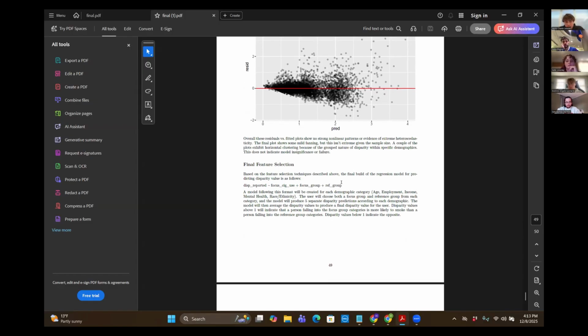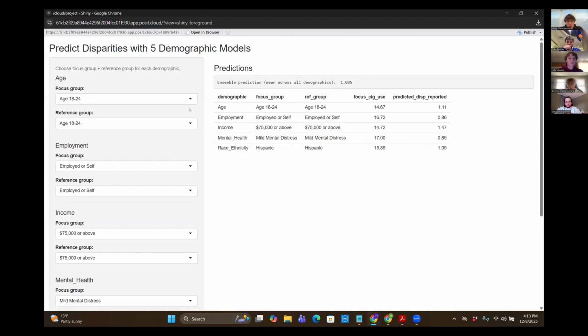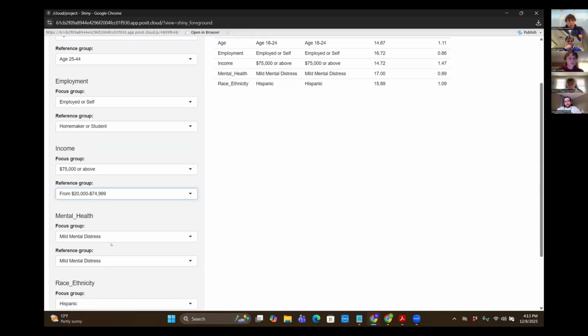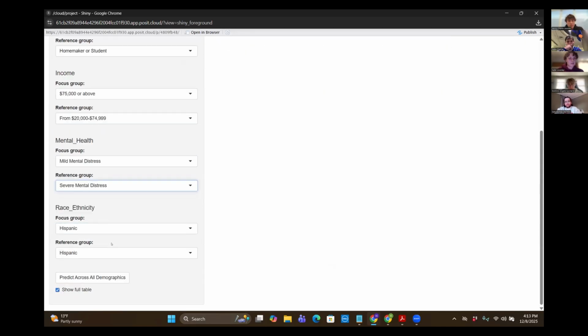So the final model I use for each one is we predict disparity from focus group cigarette use, focus group, and reference group. So if we want to take a look at the app here, you can pick both the focus group and reference group for each demographic category. So I'll just go through and pick some random ones that we can look at.